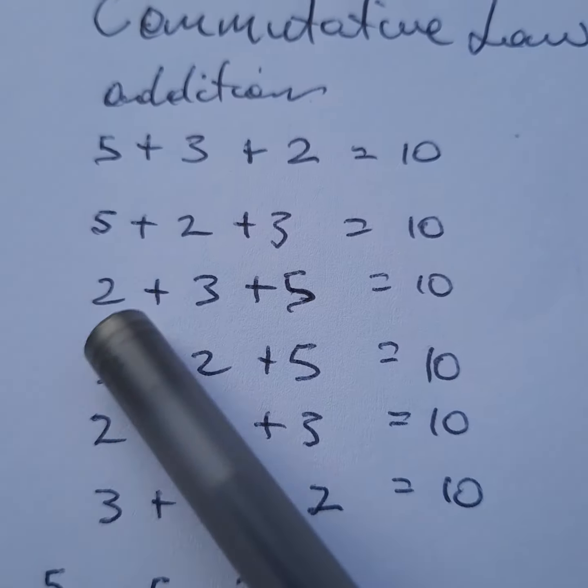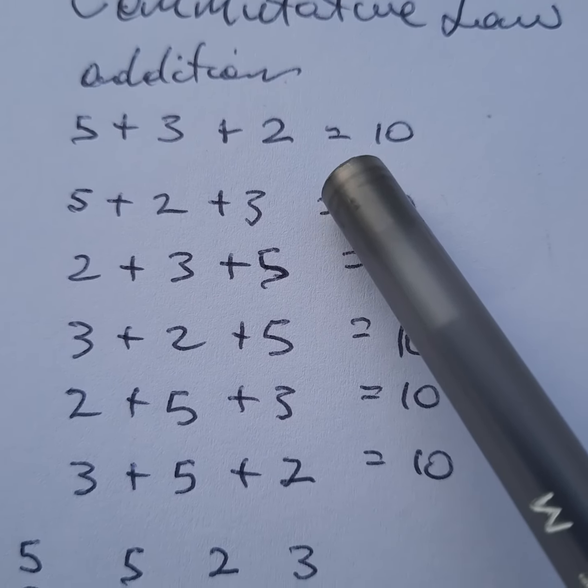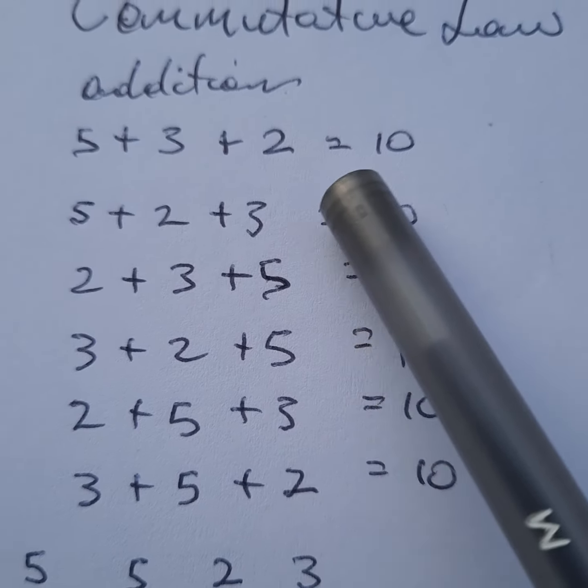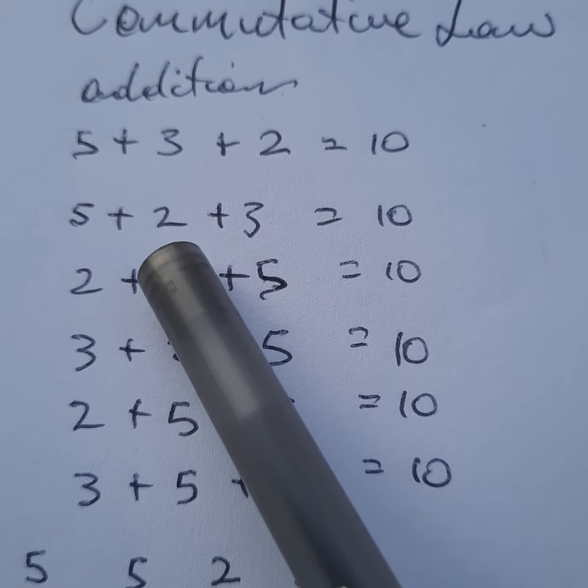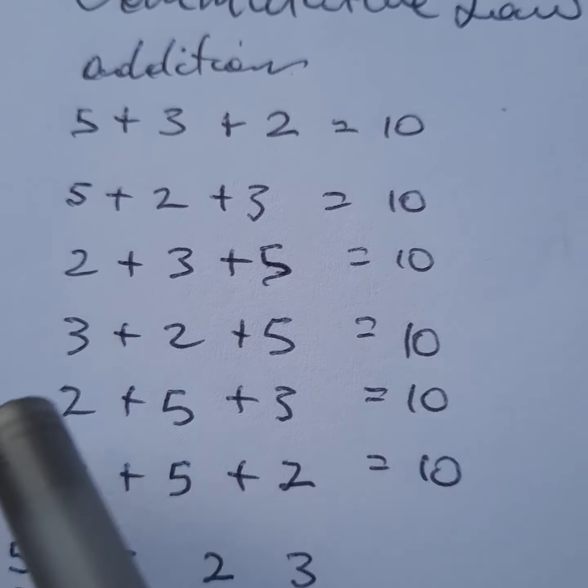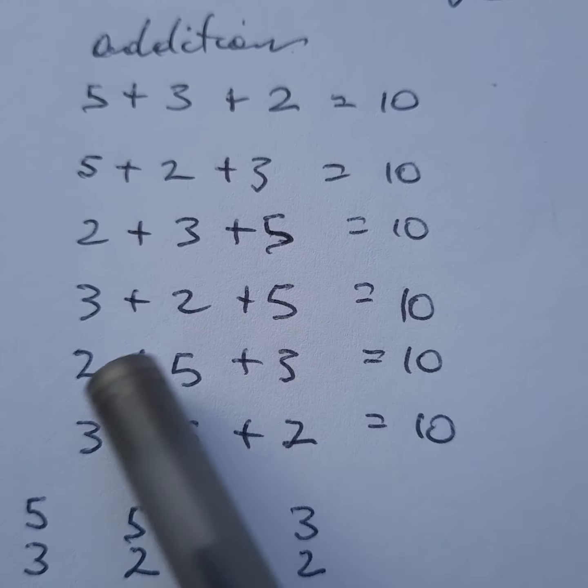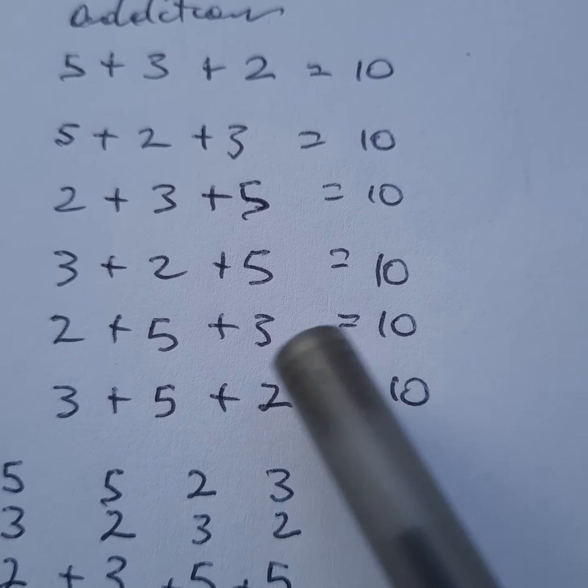We have 5, 3, and 2 equals 10. 5 and 3 is 8, plus 2 is 10. 5 plus 2 equals 7, plus 3 equals 10. 3 and 2 is 5, 5 and 5 is 10.